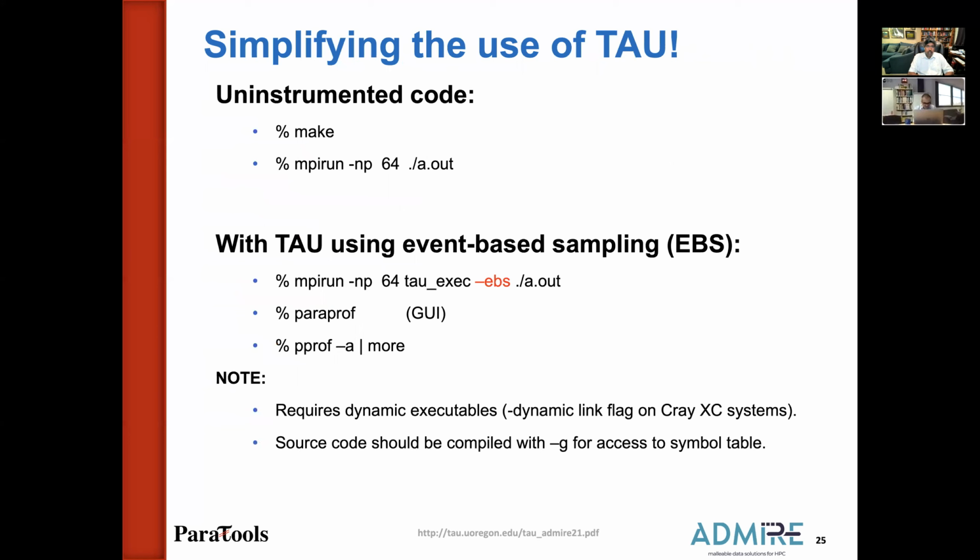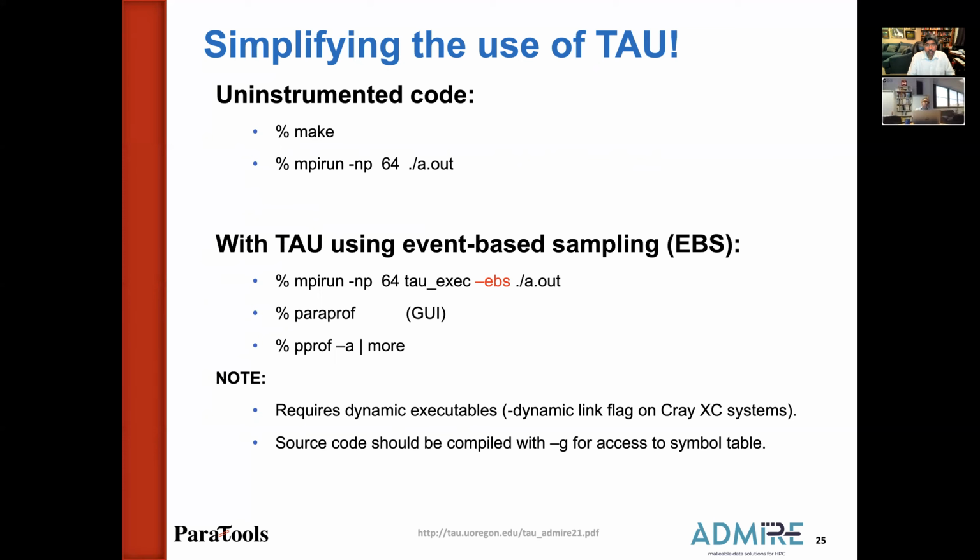Now with this, if you build your application, say using make, and you run it with mpirun, then you can just launch it using tau_exec and enable event-based sampling. So you can capture the timings in MPI using just tau_exec, but you can also say tau_exec -ebs, or event-based sampling. So it can measure the time spent in the rest of your code, and then launch ParaProf and pprof for looking at the profiles.